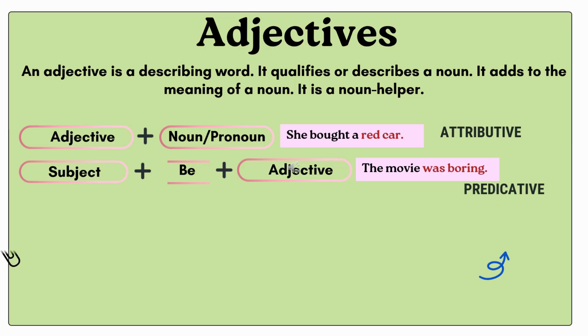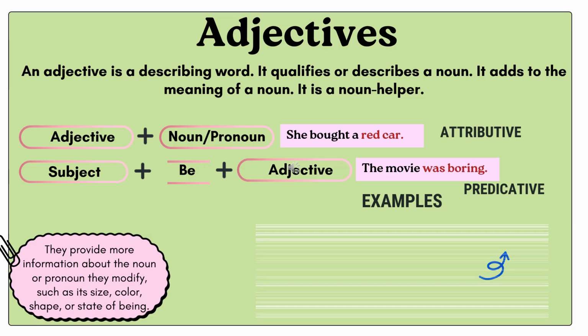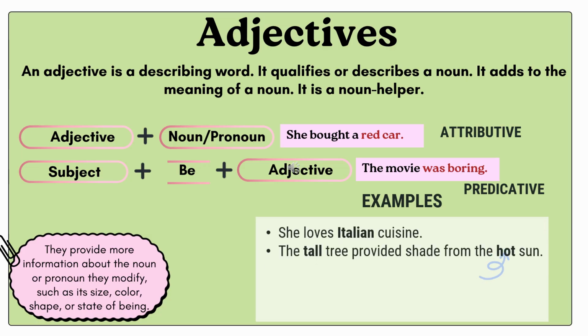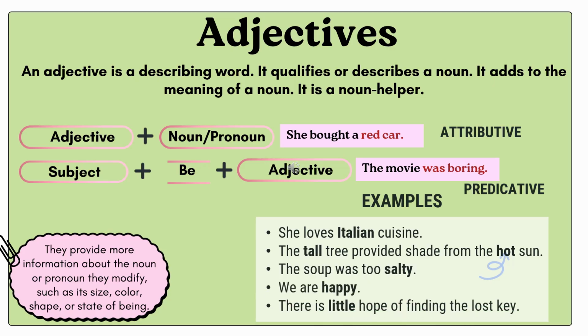Here are more examples of adjectives used in sentences. She loves Italian cuisine. The tall tree provided shade from the hot sun. The soup was too salty. We are happy. There is little hope of finding the lost key.